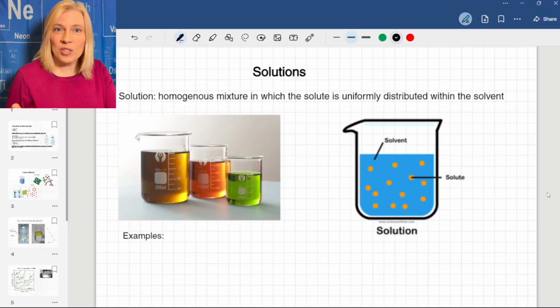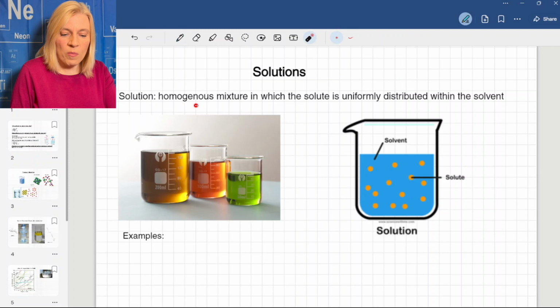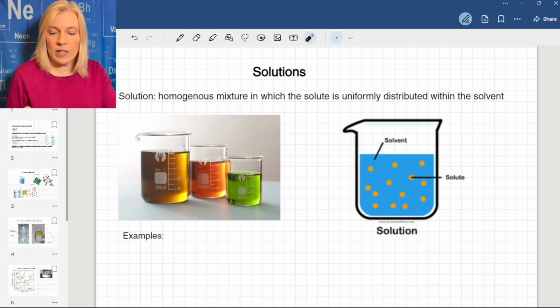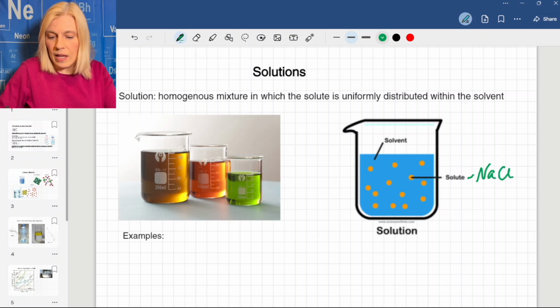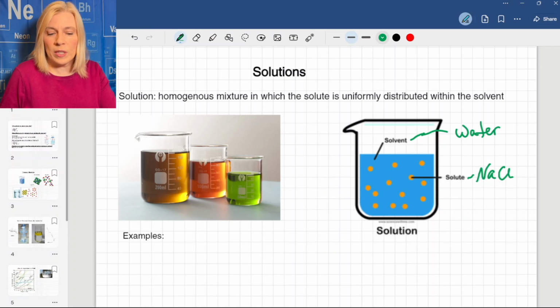What is a solution? A solution is a homogeneous mixture in which the solute is uniformly distributed within the solvent. Can you think of a perfect example? I think a perfect example would be, let's take some salt, sprinkle it in water. The salt will nicely dissolve. So the salt is the solute, here is, let's say, our sodium chloride, and the solvent is the water. And that's a nice solution, homogeneous mixture, uniformly distributed.